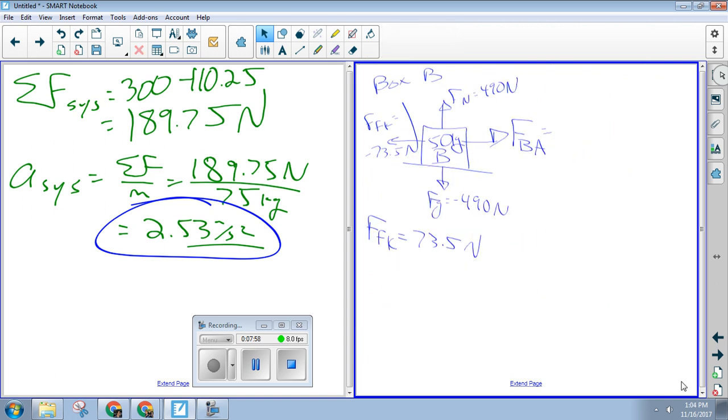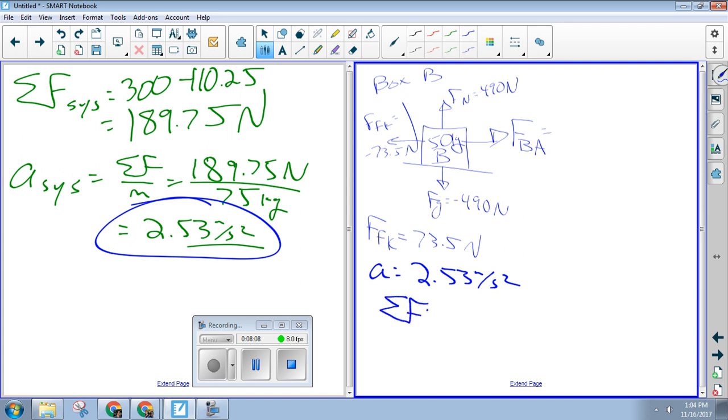So my acceleration is 2.53 meters a second squared, so I should automatically find my net force. Mass is 50, acceleration is 2.53, multiply it out, and you get 126.5 newtons. Good? Any problems? Do you guys follow the process or no?